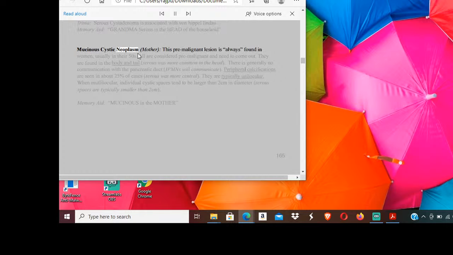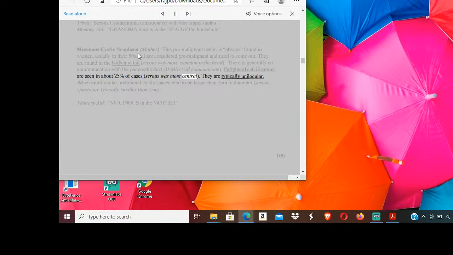Mucinous cystic neoplasm, mother. This premalignant lesion is always found in women, usually in their 50s. All are considered premalignant and need to come out. They are found in the body and tail; serous was more common in the head. There is generally no communication with the pancreatic duct; IPMNs will communicate. Peripheral calcifications are seen in about 25% of cases.